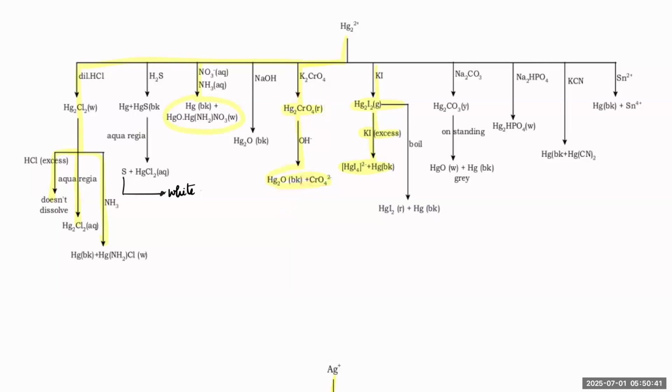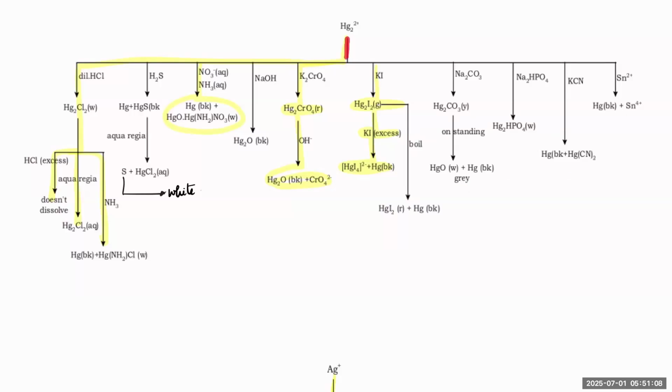With KI, it will become Hg2I2, which is a green PPT. With excess KI, it will become a complex like this, HgI4 2 minus, and Hg black. And if Hg2I2 is boiled, then it will become HgI2 plus Hg. Now, likewise, there are other reactions. What is the main reaction that you need to learn from here is this one.